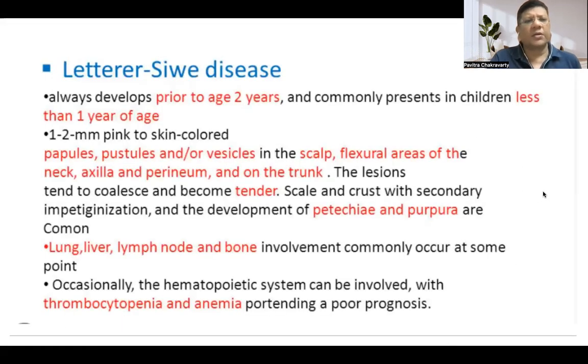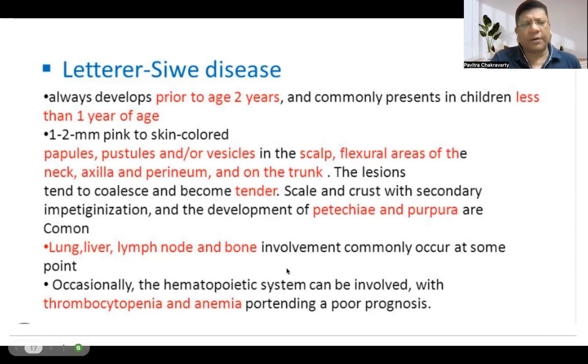I put slides. So basically less than 2 years of age, that's one of the things, remember it. And in other children, less than 1 year of age. Usually 1 to 2 millimeter pink colored lesions, papules, pustules, vesicles in the scalp, flexural areas of the neck, axilla, perineum, and on the trunk. They can become tender, scaly, and crusted with secondary pigmentation. Development of petechiae and purpura is also common.